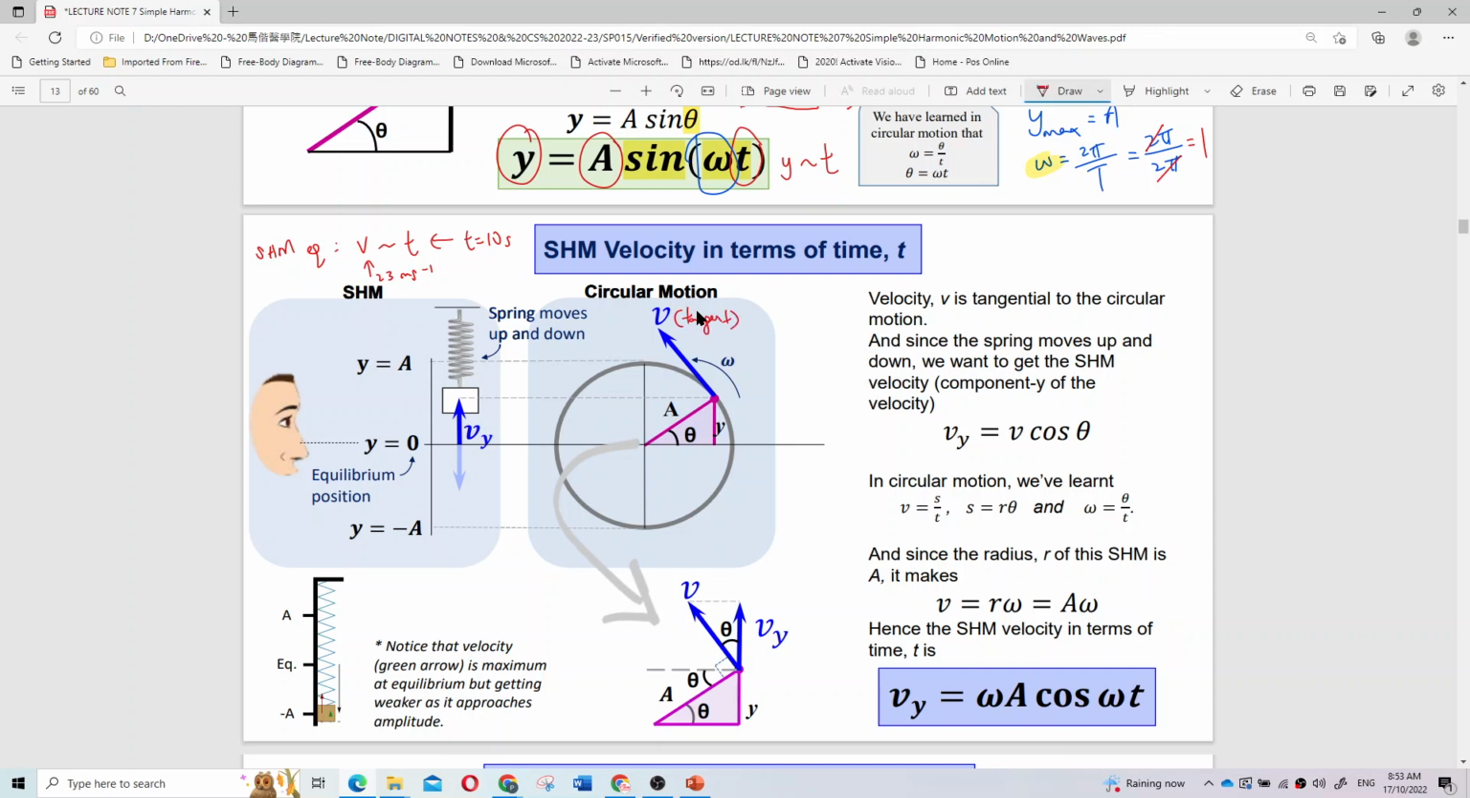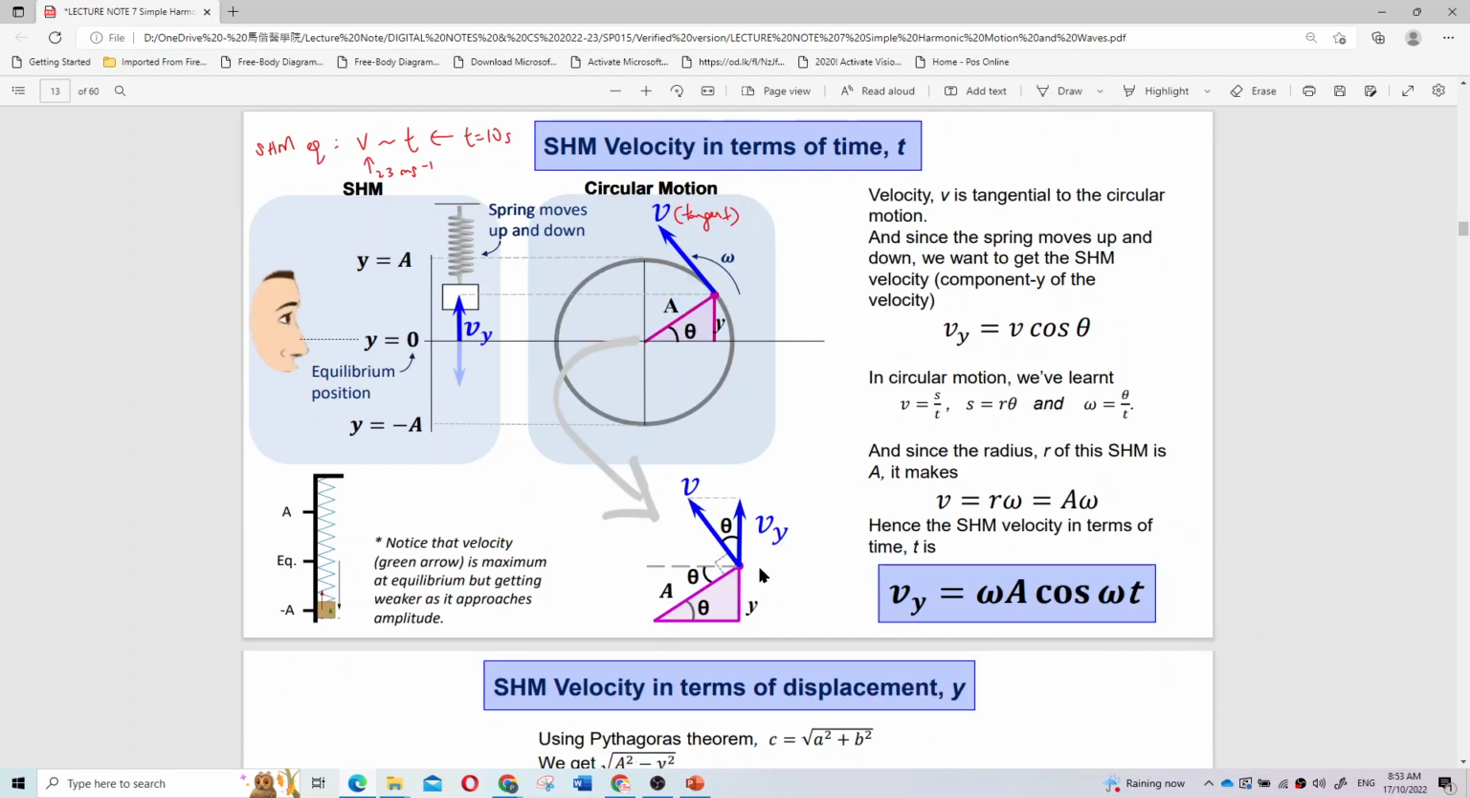We have the tangent velocity of this circular motion, isn't it? So this Vy actually is the y component of this tangent velocity. So this one, I leave it to yourself. I won't discuss this. Here I already show you how to derive. Yeah, actually you can read by yourself.